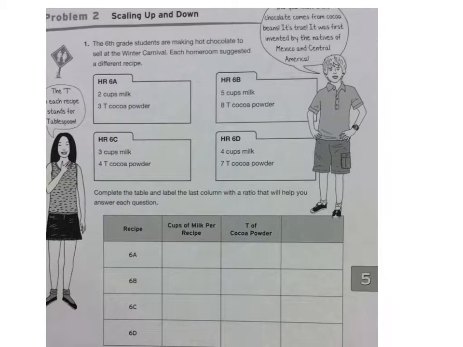So in this video, we're going to talk about scaling up and scaling down, and give you a chance to practice this. The 6th grade students are making hot chocolate to sell at the Winter Carnival. Each homeroom suggested a different recipe. Homeroom 6A: 2 cups milk, 3 T of cocoa powder, where T stands for tablespoons. HR 6C: 3 cups milk, 4 tablespoons cocoa powder, 5 milks to 8 cocoa powders, 4 milks to 7 cocoa powders.